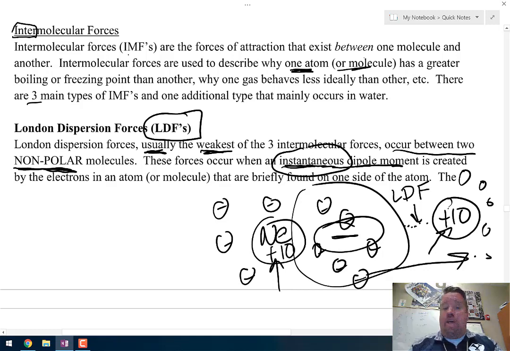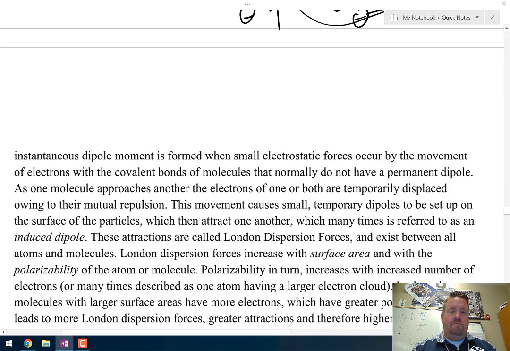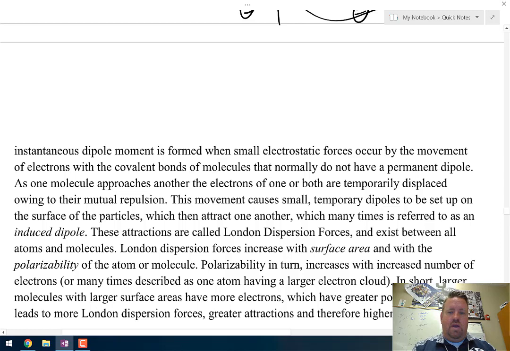So it can happen just with atoms as well. The attraction between one nonpolar atom and another, or between one nonpolar molecule and another, is where we see London dispersion forces. Again, kind of what we just talked about, they don't have a permanent dipole. It's just that instantaneous dipole.